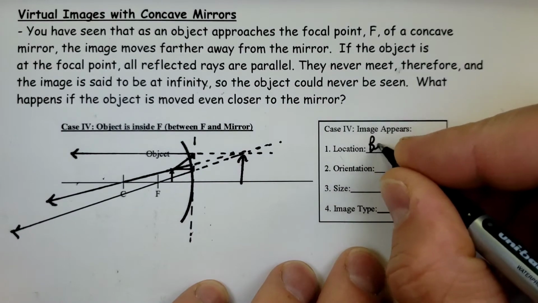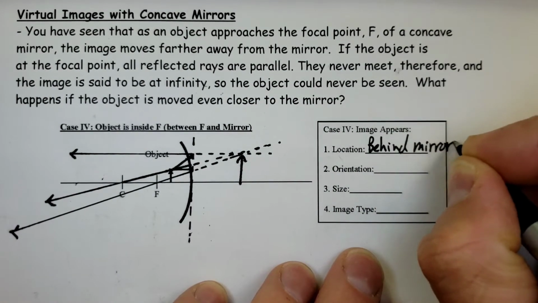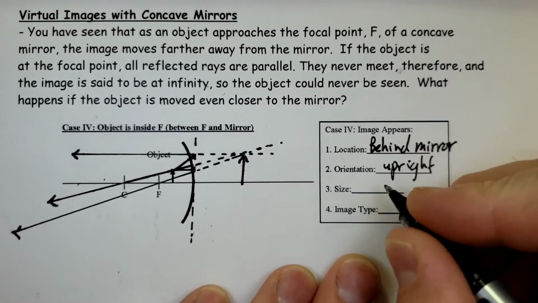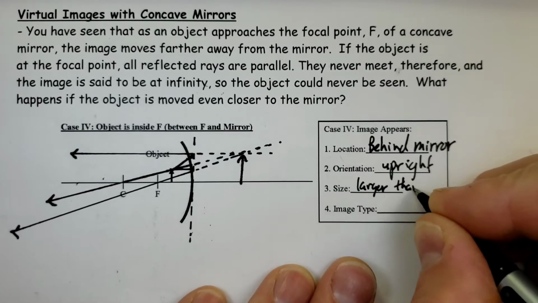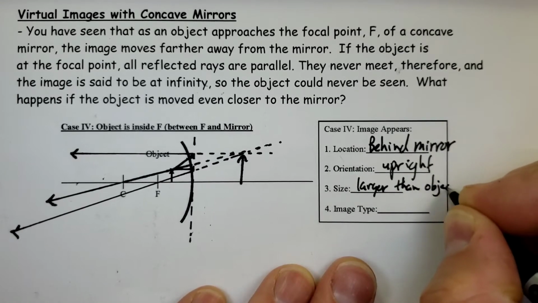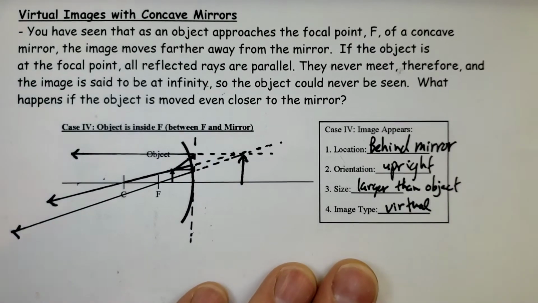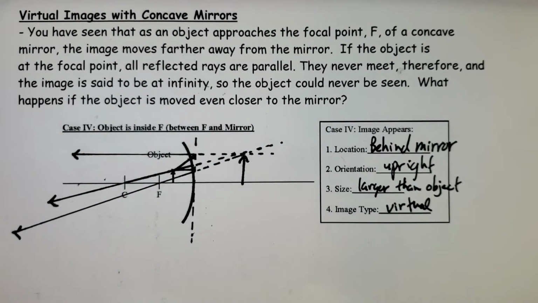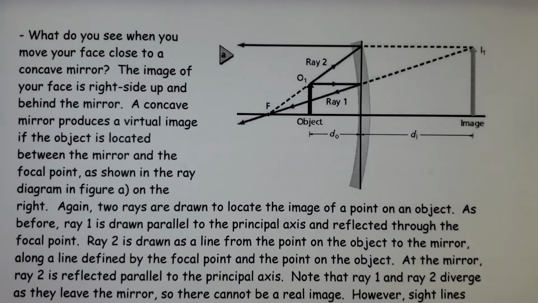So location: behind the mirror. Orientation: it's upright, like the object. Size: larger than the object. And image type: since we had to use the dotted lines to find it behind the mirror, it is in fact virtual. So those are all the scenarios that we have for a concave mirror and various object locations.